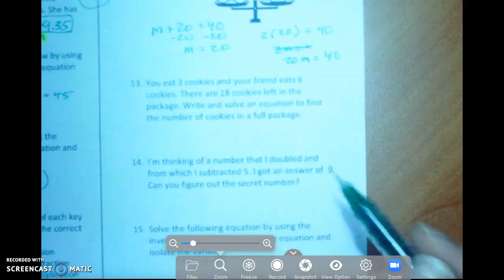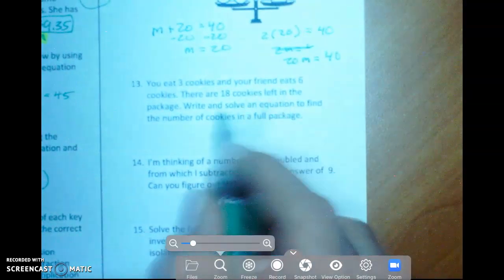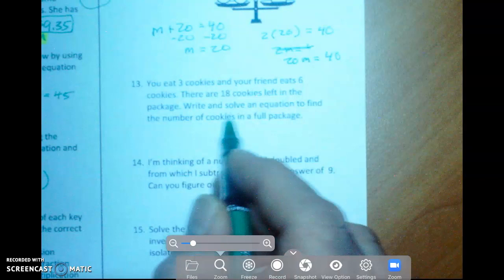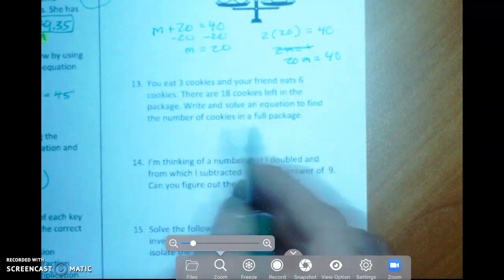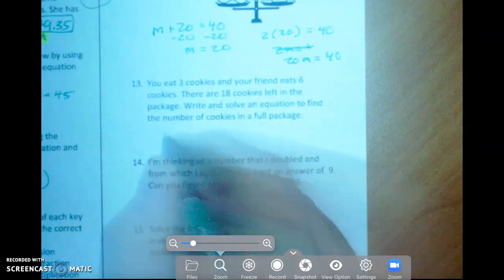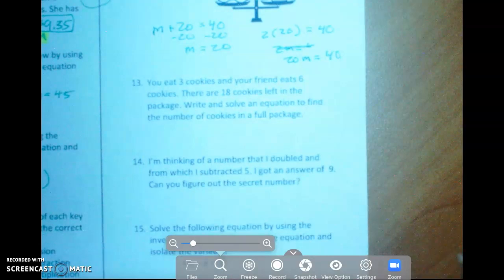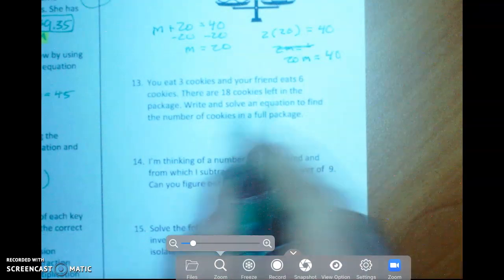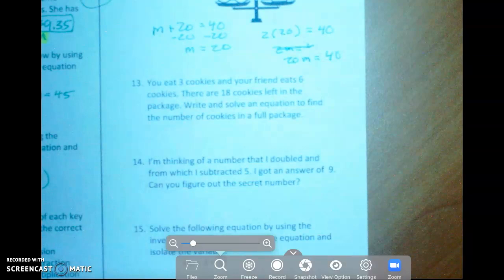Okay, you eat 3 cookies and your friend eats 6 cookies. There are 18 cookies left in the package. Write and solve an equation to find out the number of cookies in the full package. So there are 18 cookies left. You eat 3 cookies and your friend eats 6 cookies.